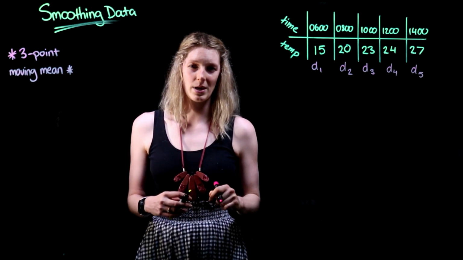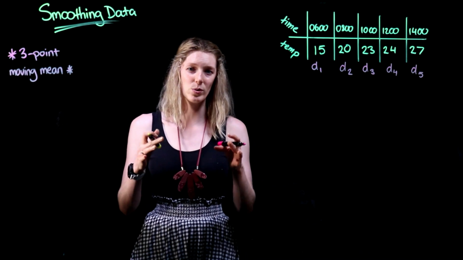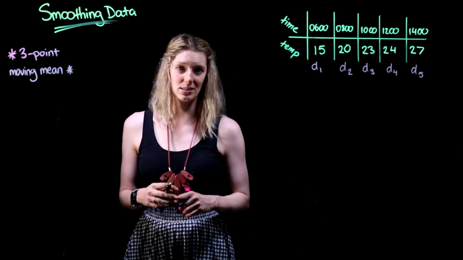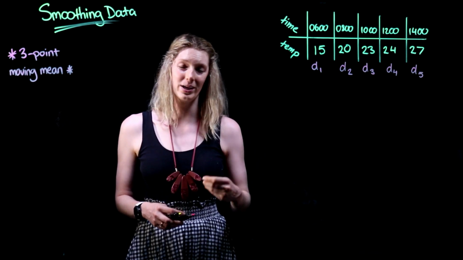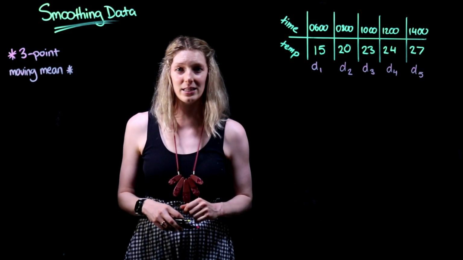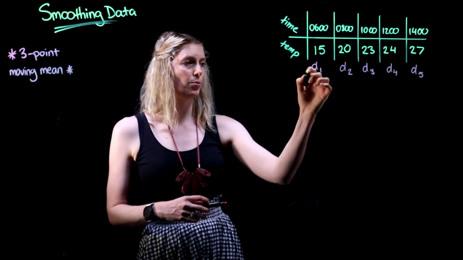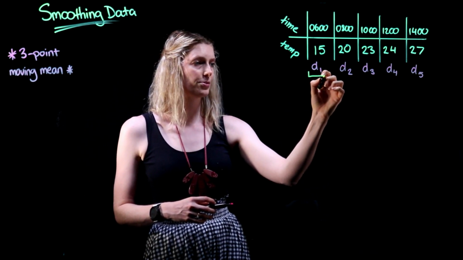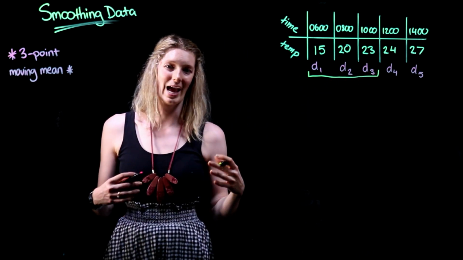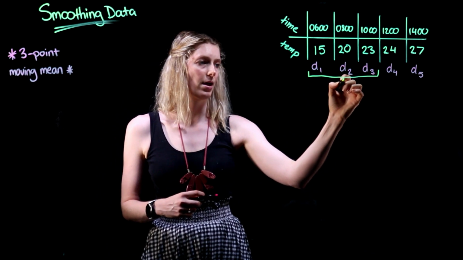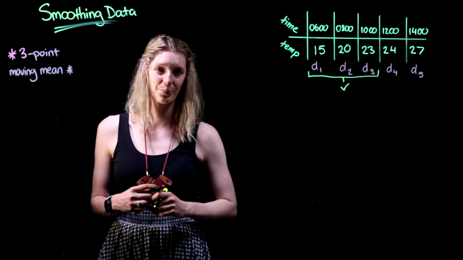It's important for us to be able to identify our individual data points because that will impact how we can take our 3-point moving means. Now, like the name suggests, we need to use 3 points at a time in order to calculate this moving mean. So if I was to start here at data point 1, my 3 points would include data point 1, data point 2, and data point 3. And that will help us calculate one of our moving means.